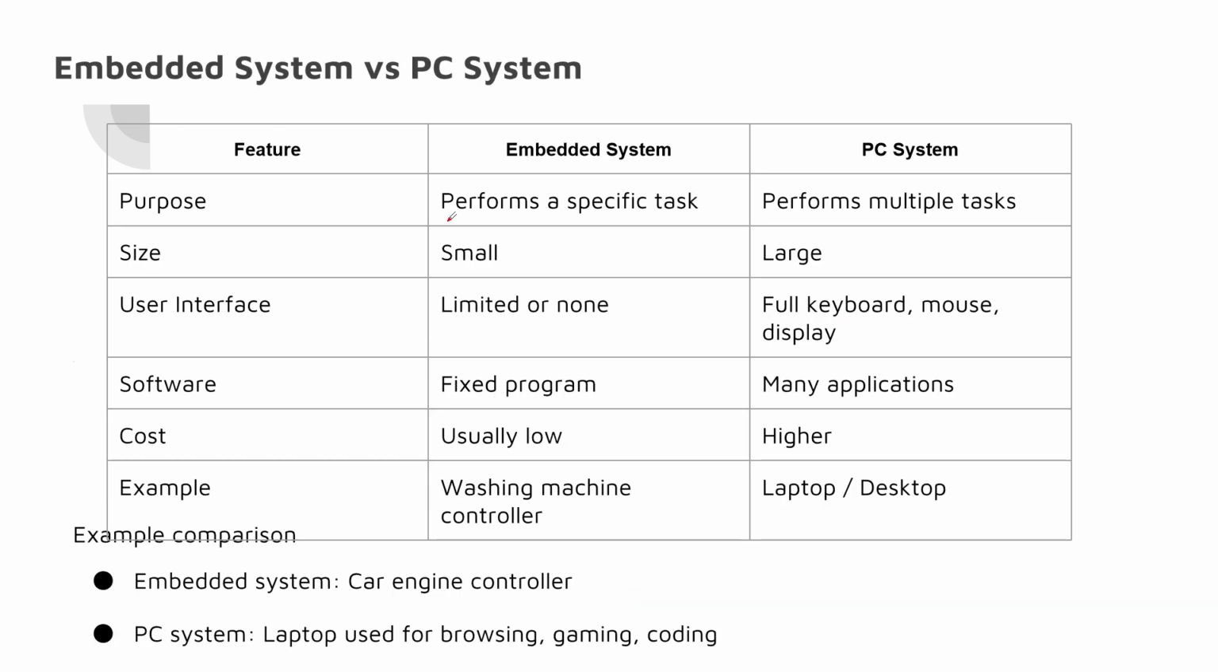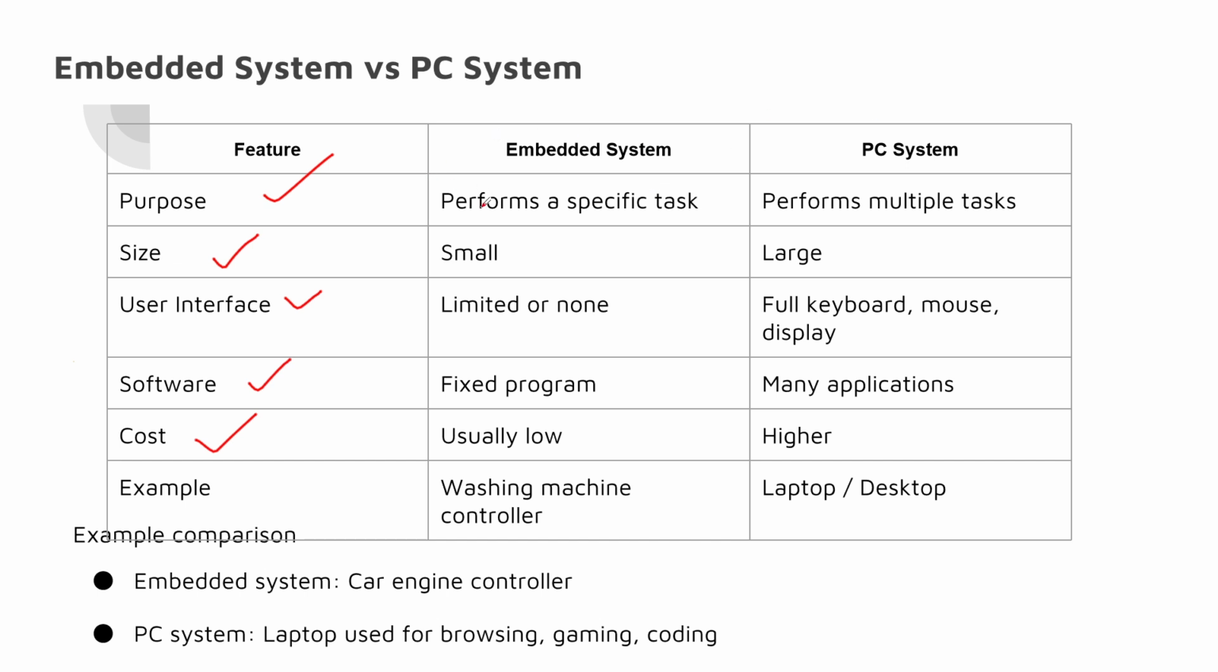Next is the difference between embedded system and PC system. I mean, how the embedded system and PC systems are differentiated. Here I have differentiated using some of the features, like for which purpose it is used, how about the size, how will be the user interaction, and how about the software which we use in embedded system and PC system. Then cost, whether the embedded system is high or the PC is high. Everything is given as a feature. Depending upon the feature, we are classifying this embedded system as well as the PC system.